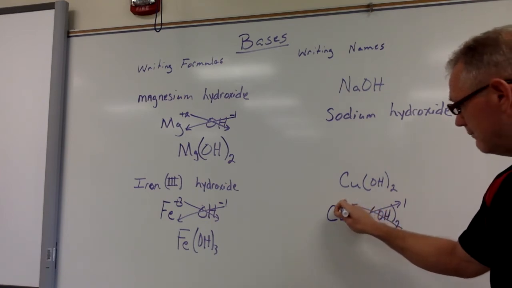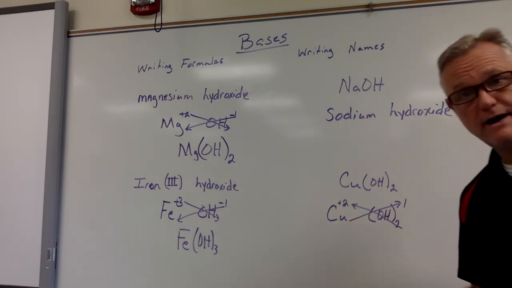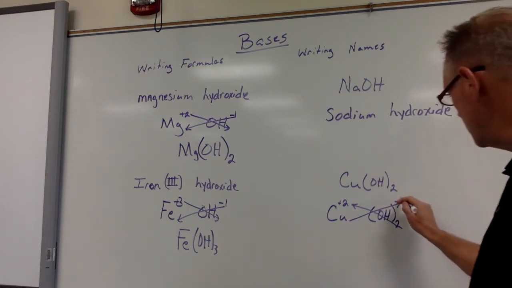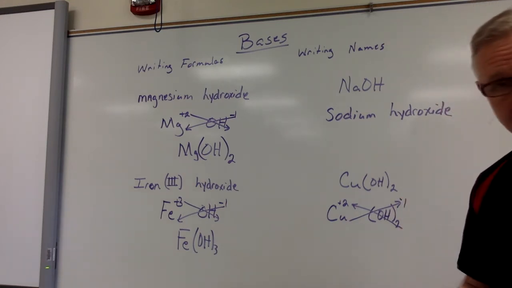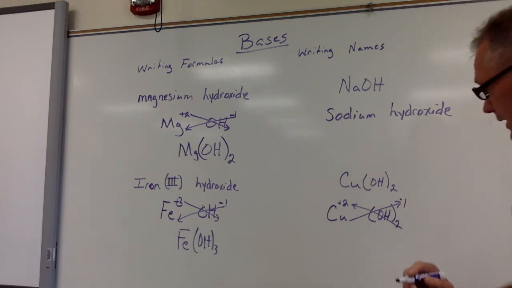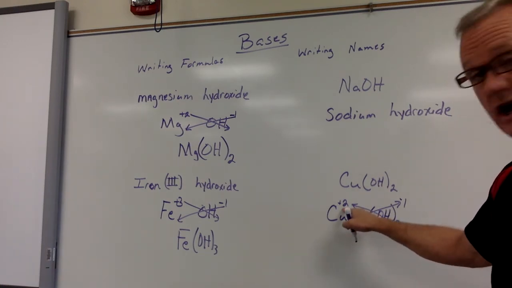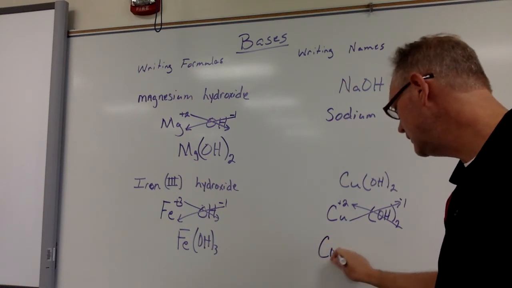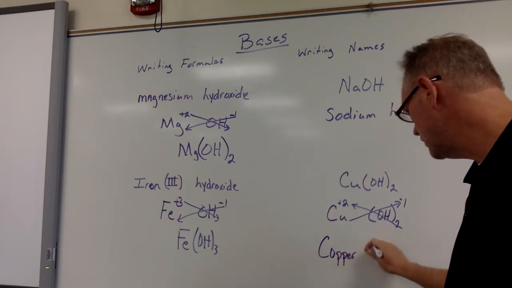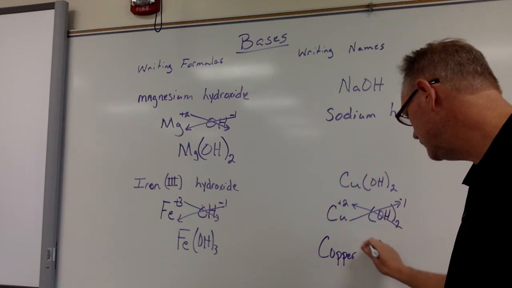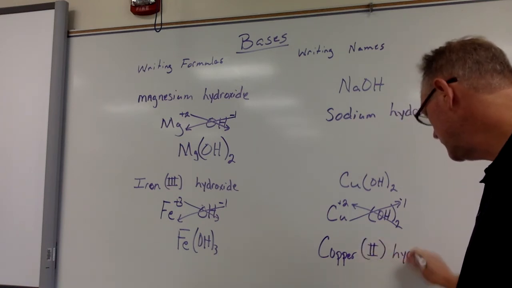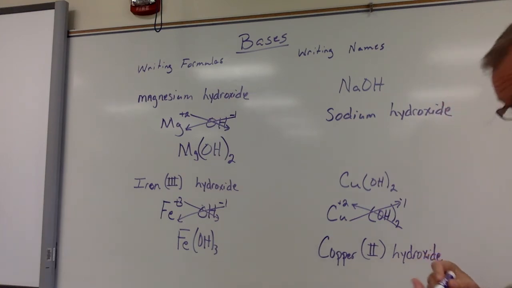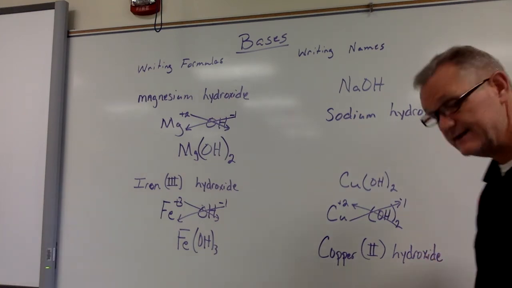So that's going to be a positive 2, because we know all metals lose electrons, therefore they become positively charged. All nonmetals gain electrons, so that's a negative 1. So what is the oxidation number of my copper? It is going to be 2. So I put copper, Roman numeral 2, hydroxide. And that is how we address these.